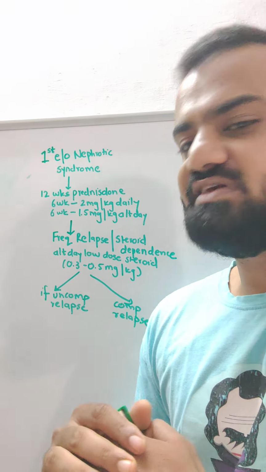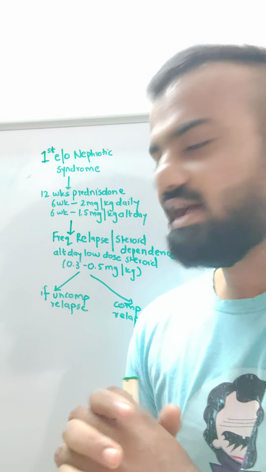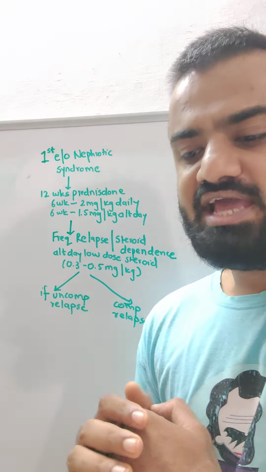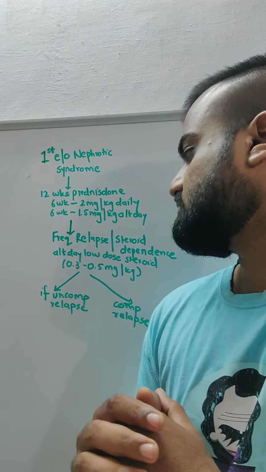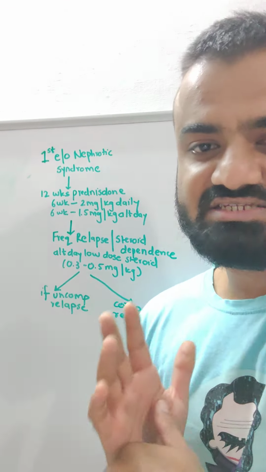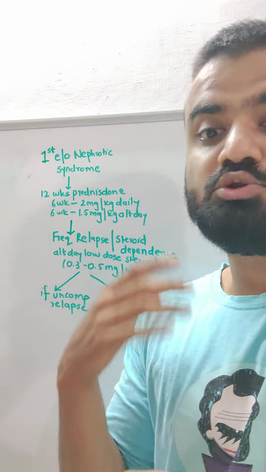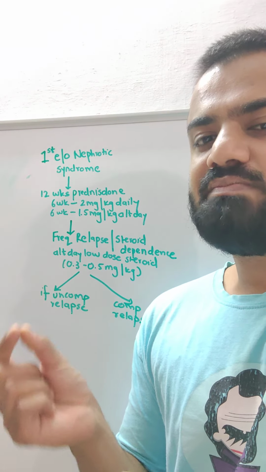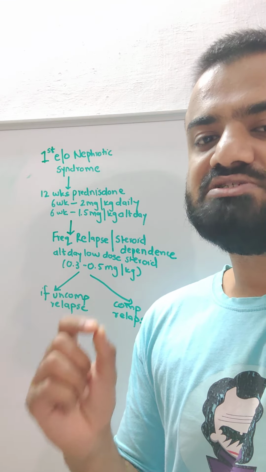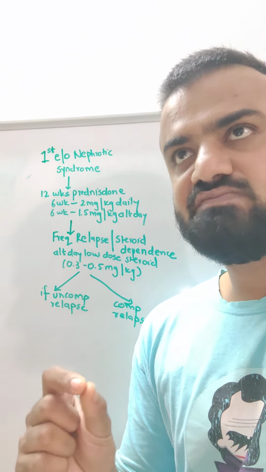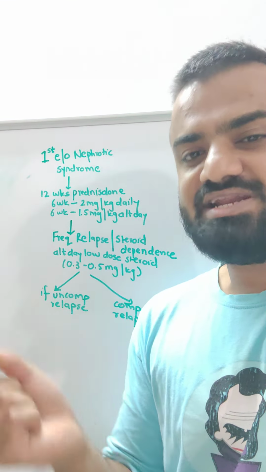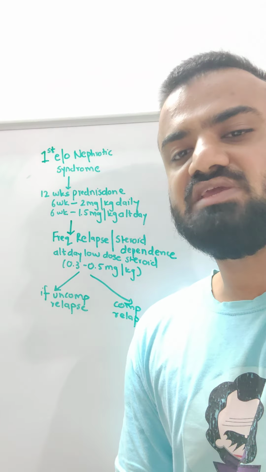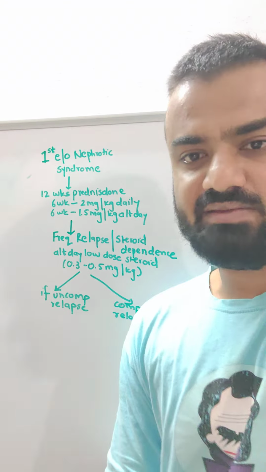After you complete 12 weeks, if the patient is diagnosed as a frequent relapser or steroid dependent, as we saw in the definitions, then you have to give alternate day steroid therapy long term, up to 1 year, to those patients. The low dose steroid therapy, 0.3 to 0.5 mg per kg, we have to give for 1 year on alternate days. And if the patient has infections or any stressors, then we convert it into a daily therapy.